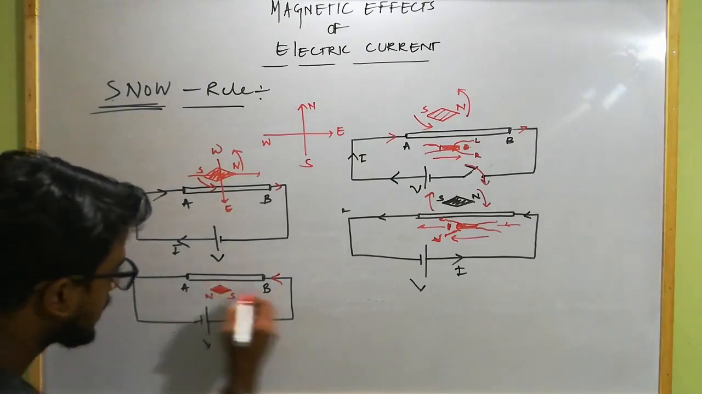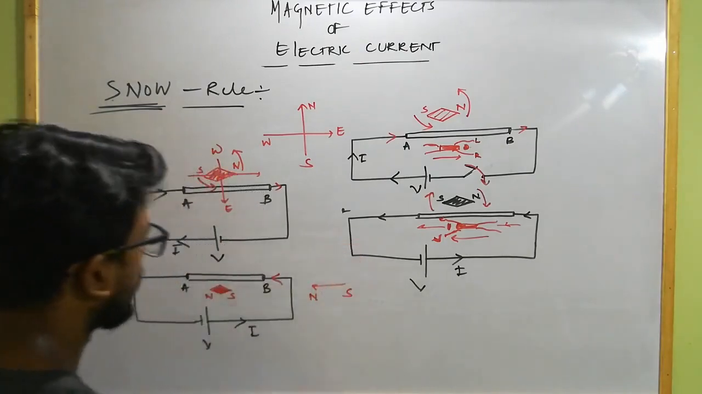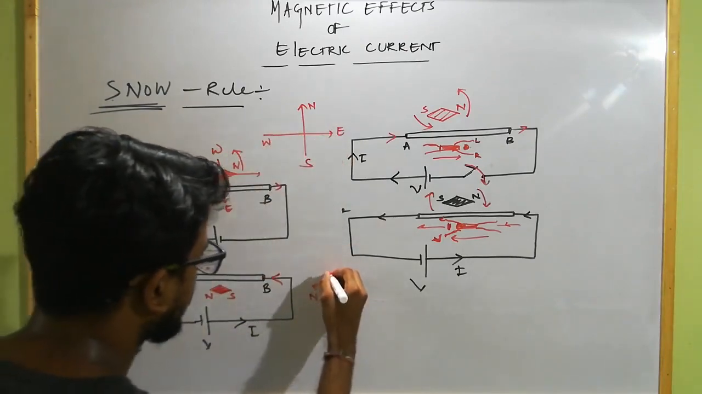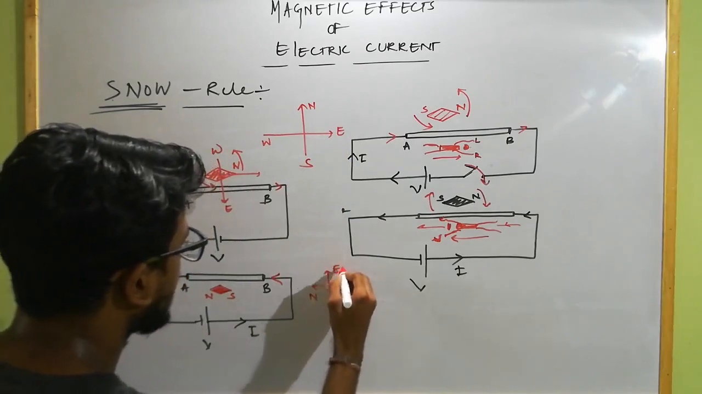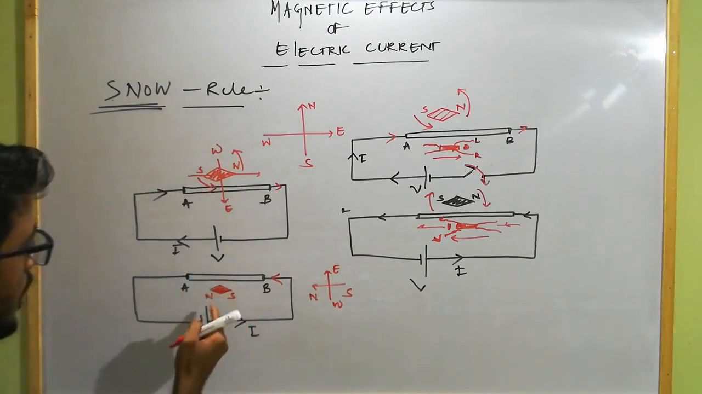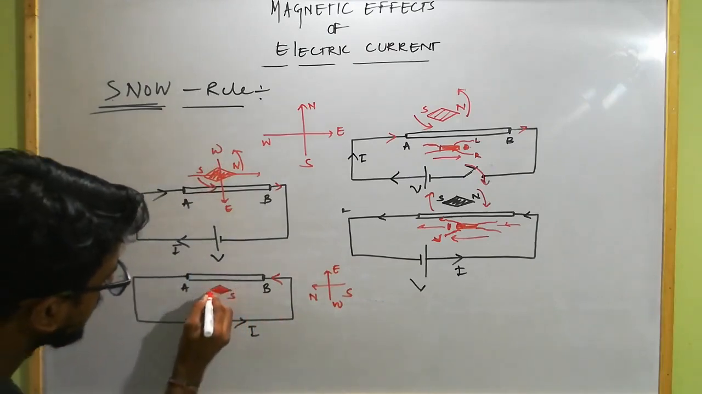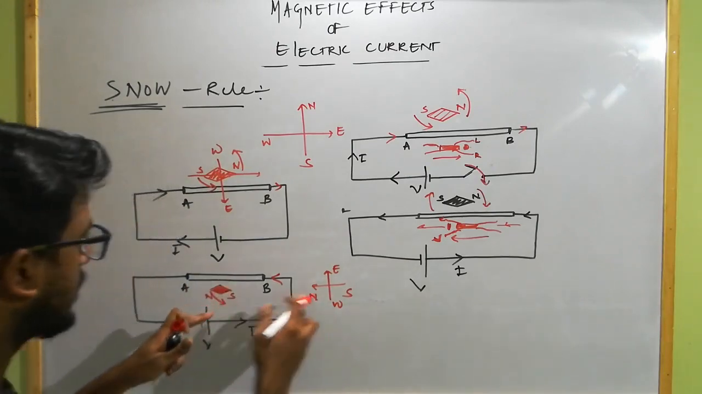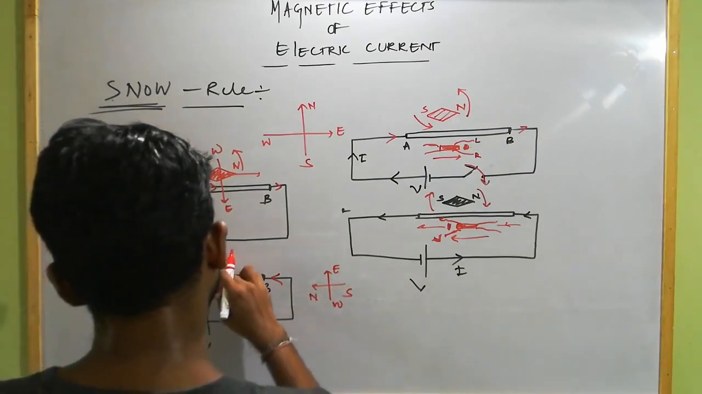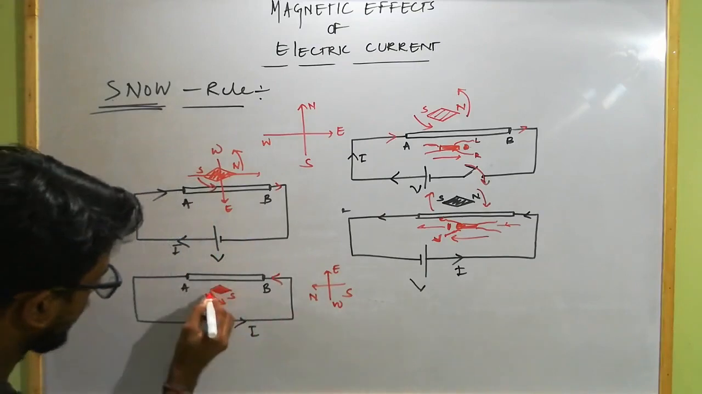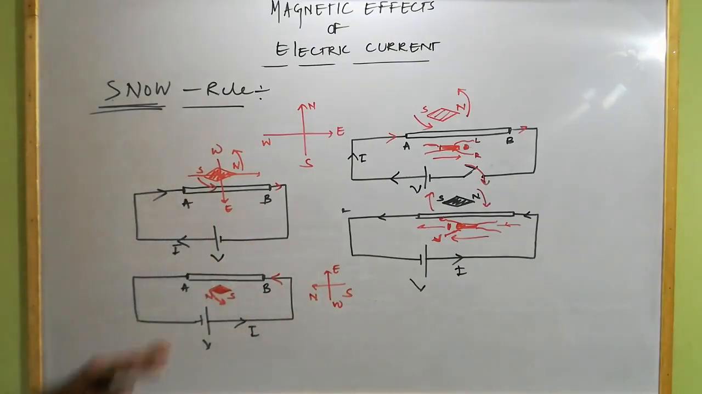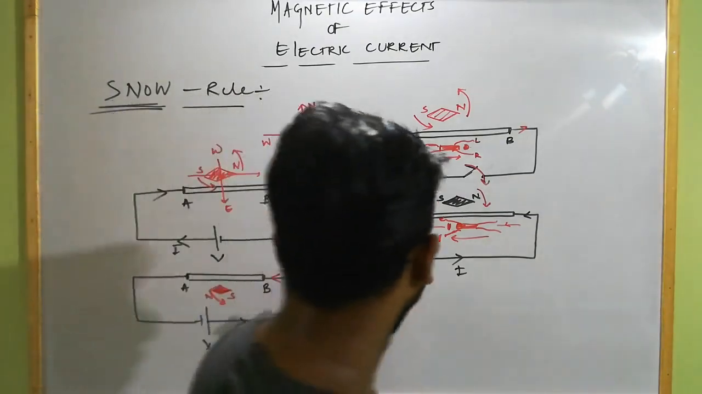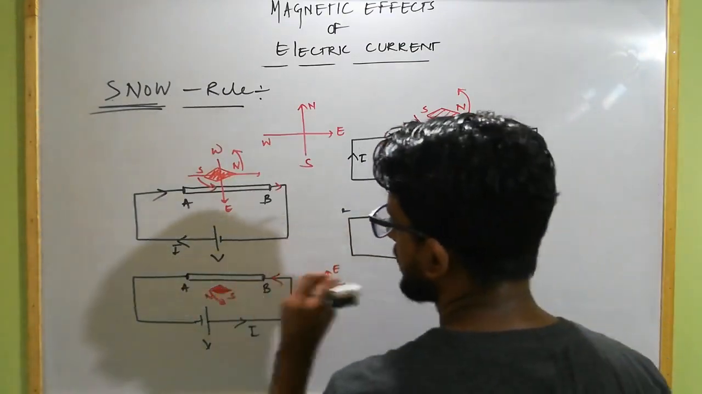That means, as in this case, this is north, this is south. So this will be east, this will be west. So now this north pole will deflect like this. Clear? I'm correct. This is south, north, this will be east, this will be west. So this will now deflect like this. Clear? Okay, this is known as what? The SNOW rule for determining the deflection of the magnetic compass when placed near a current carrying conductor.